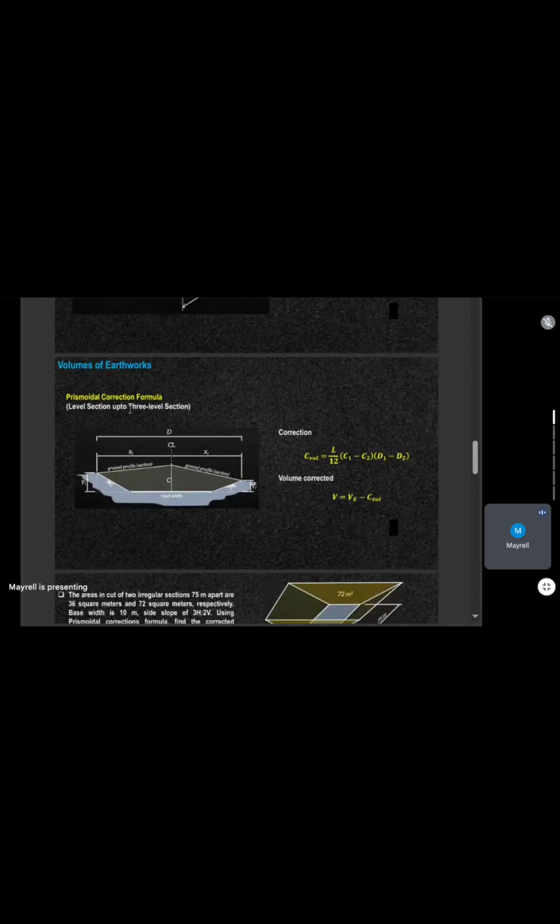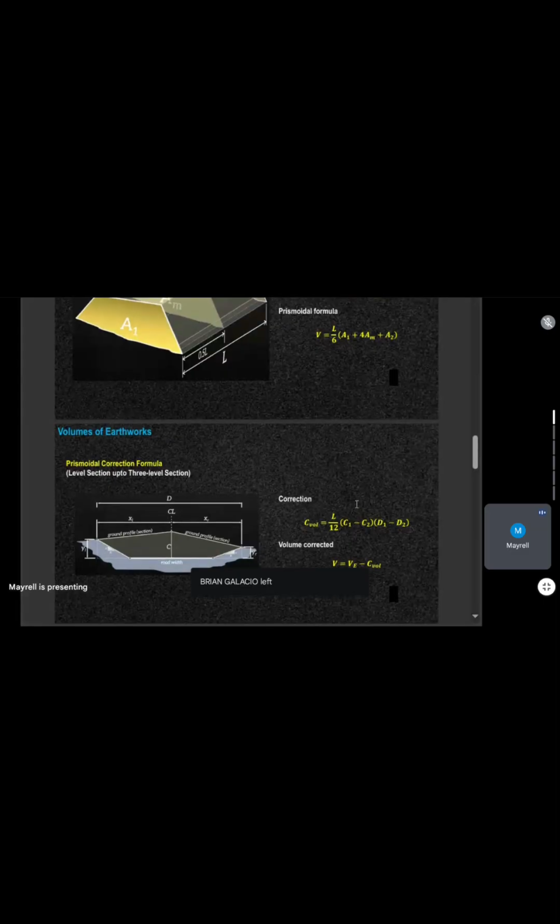So volume of earthworks, prismoidal correction formula. So the volume correction, that is L over 12 times C1 minus C2 times D1 minus D2. And the corrected volume, that is V equals VE plus or minus C, the volume correction.